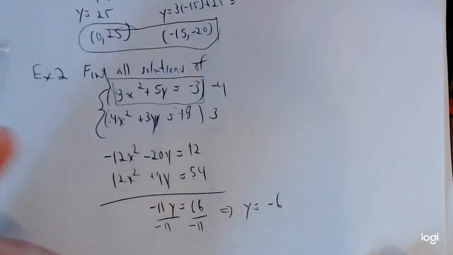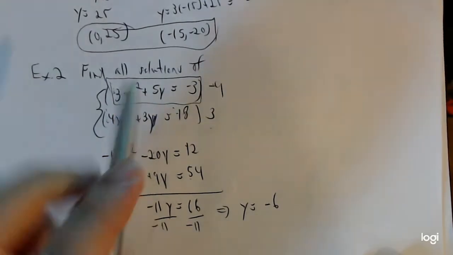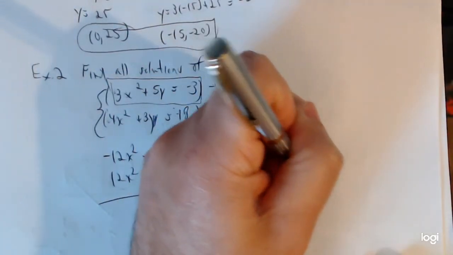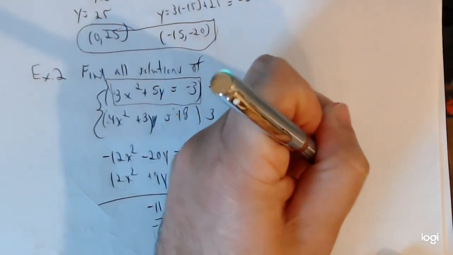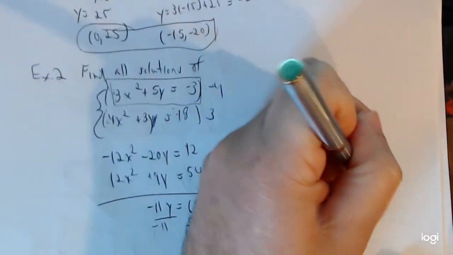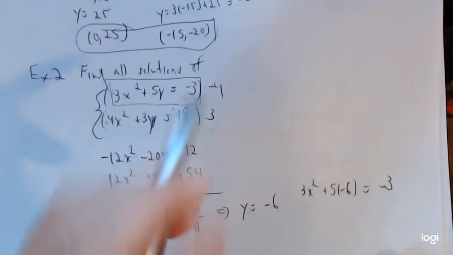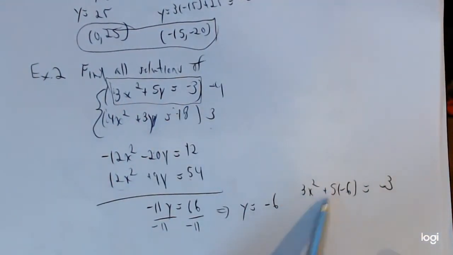And it looks like we're going to get two solutions out of this, right? Because of the x squared. So what does that become? 3x squared plus 5 times -6 equals -3. So all I did is I took this equation and replaced y with -6.